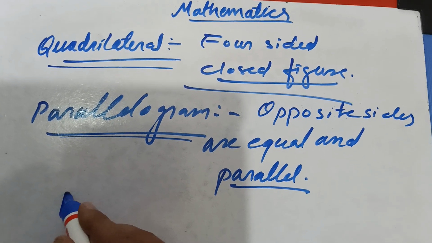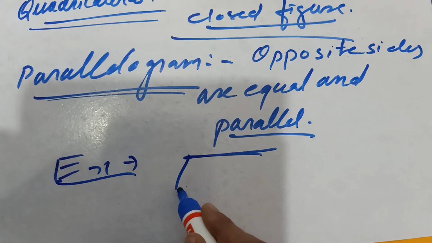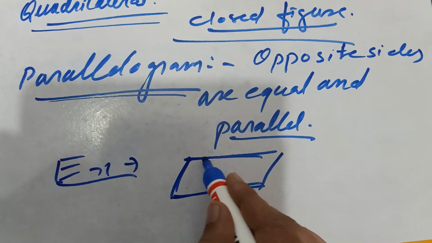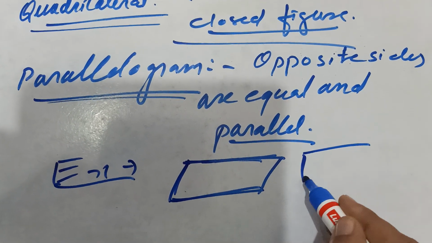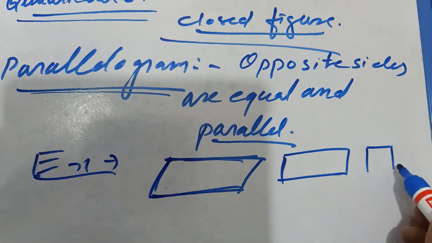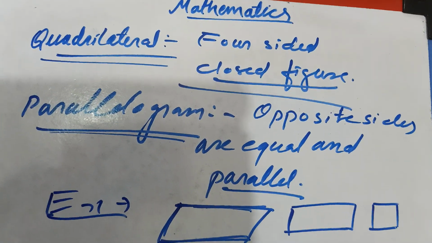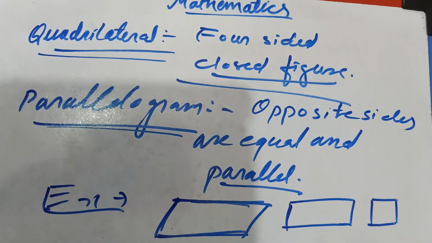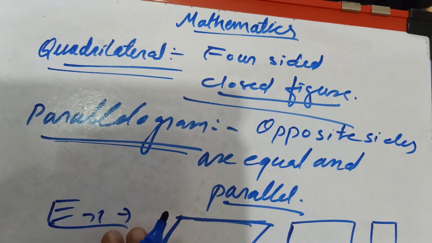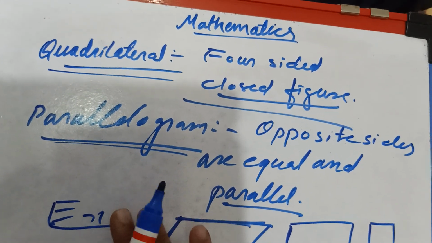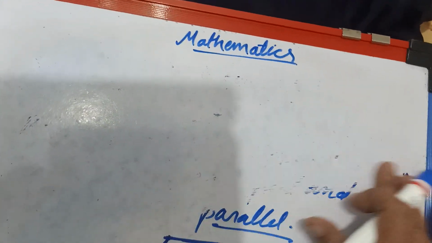Now, which figures are called parallelograms? If opposite sides are equal and parallel, then you can say it's a parallelogram. This is a parallelogram, and a rectangle is also called a parallelogram. Square is also called a parallelogram. Rhombus is also called a parallelogram. So these types of figures are called parallelograms. Now we have learned two things, quadrilaterals and parallelograms. After that, let's move ahead for the chapter. I hope you will remember these properties.